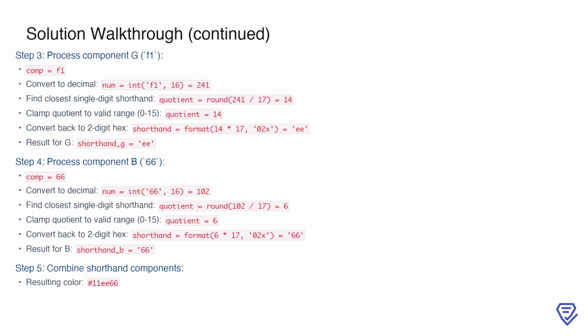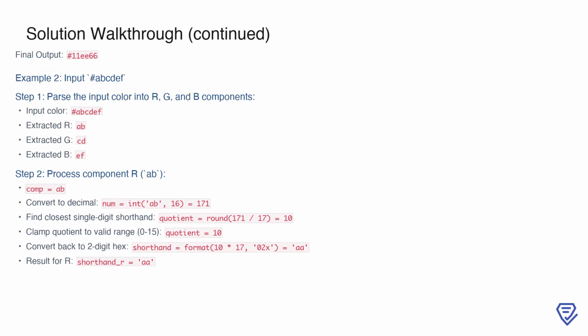Multiplying 6 by 17 and converting it back to hexadecimal gives 66, the shorthand representation for blue. Finally, we combine the shorthand values for red, green, and blue to get the resultant color #11EE66. For the first example, the final output is #11EE66. Now, let's look at the second example with the input color #ABCDEF.